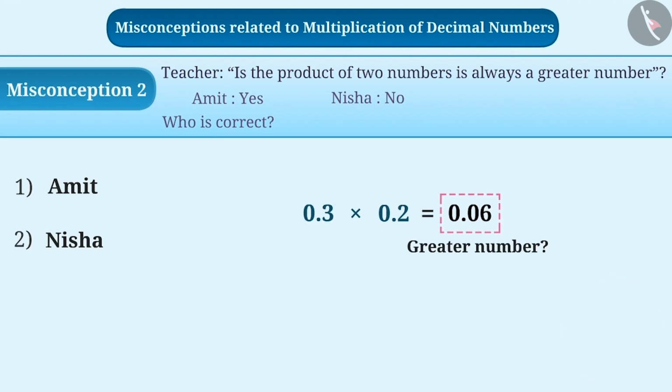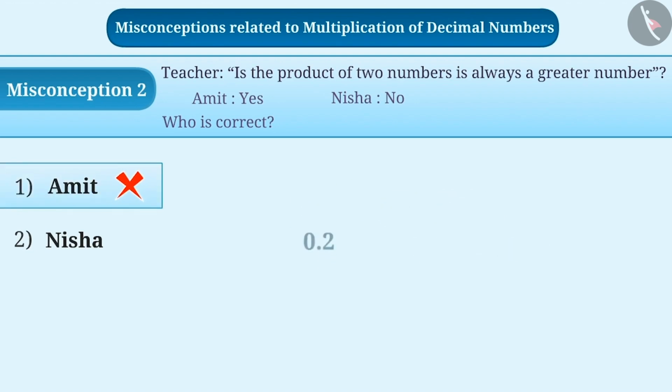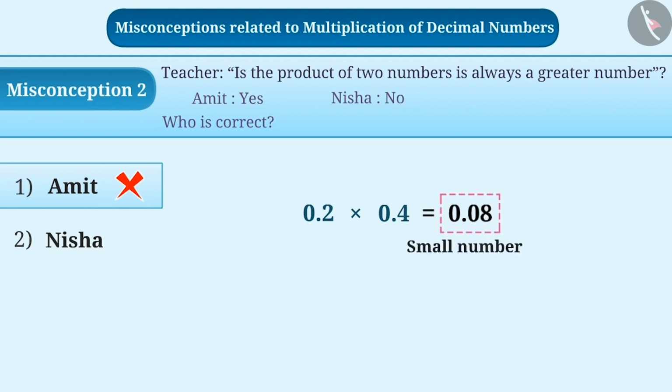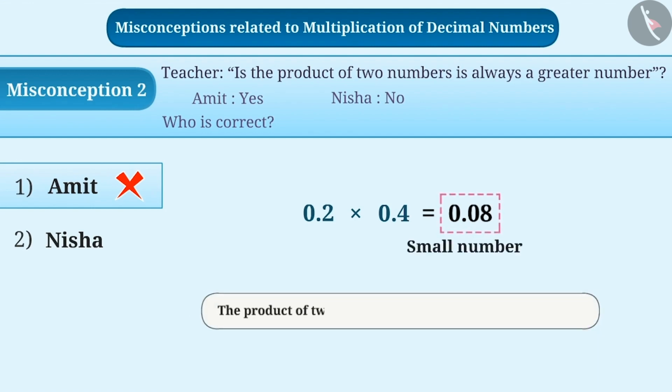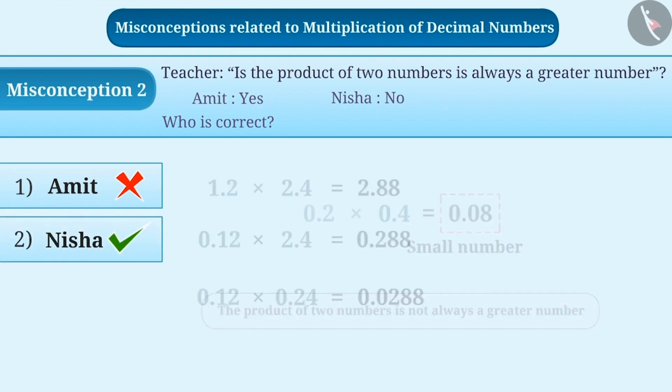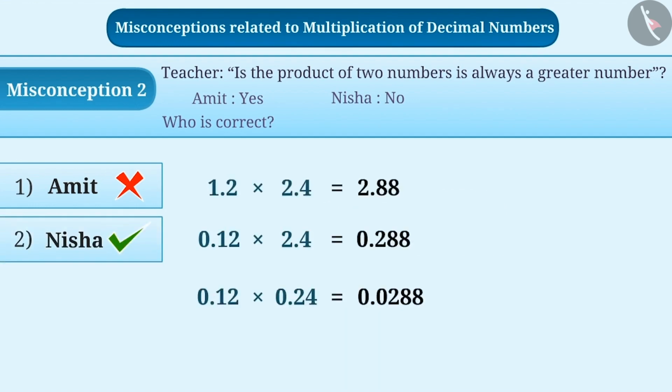You must have understood that the product of decimal numbers is not always a greater number. For example, 0.2 multiplied by 0.4 is equal to 0.08, which is a smaller number. So, the correct understanding is that the product of two numbers is not always a greater number. Here are some examples from which you can understand that the product of two decimal numbers can be either a greater number or a smaller number.